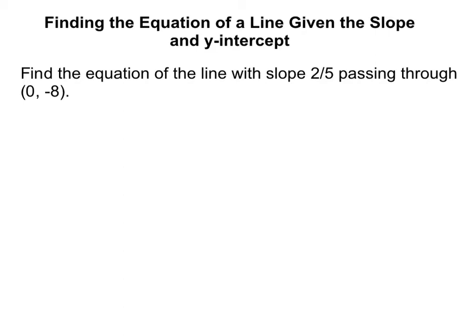Find the equation of the line with slope 2/5 passing through 0, -8. Now, the first thing I need to verify is that the point that is given, I want to make sure that it is actually the y-intercept. And one of the ways to tell if it's the y-intercept, if you look at the x-coordinate and you notice that the x-coordinate is 0, then it is clear that you actually have the y-intercept.